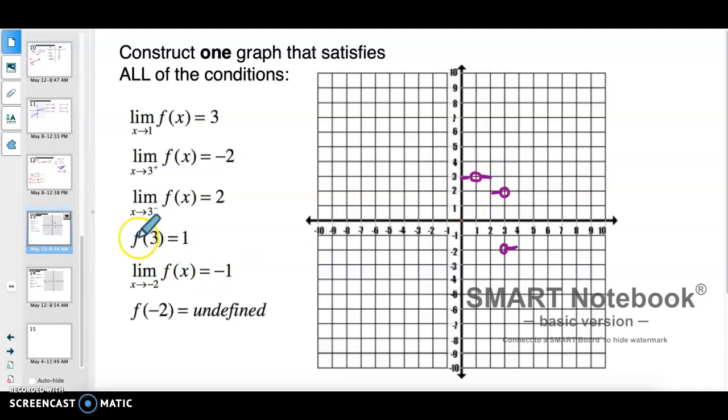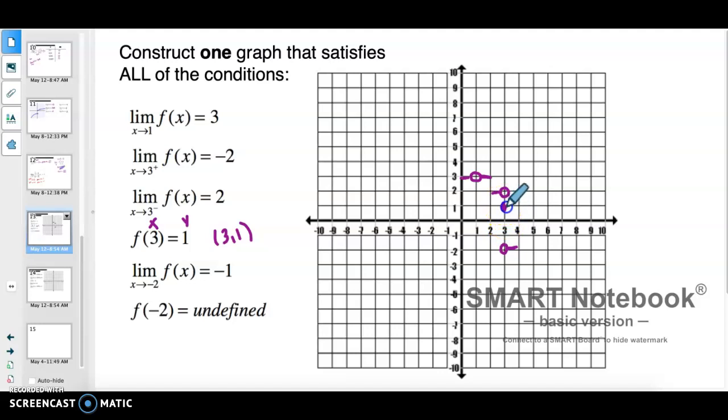Then we know f of 3 equals 1. So that means x is 3 and y is 1. So this is like the coordinate point 3, 1. And since the function equals 1 there, that means it's going to be a solid dot. So I'm going to go to the point 3, 1 and put a solid dot.